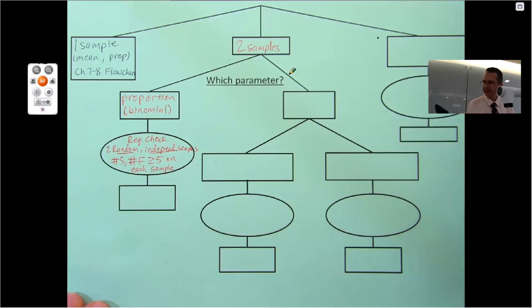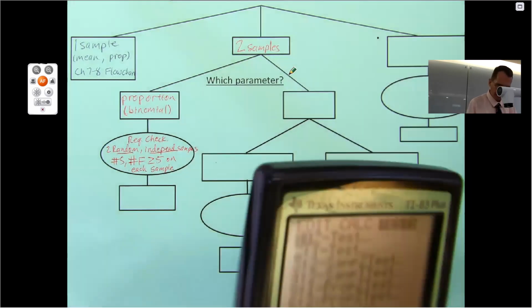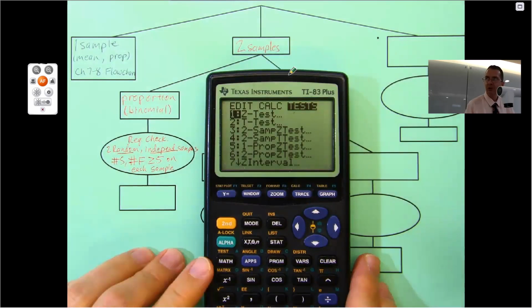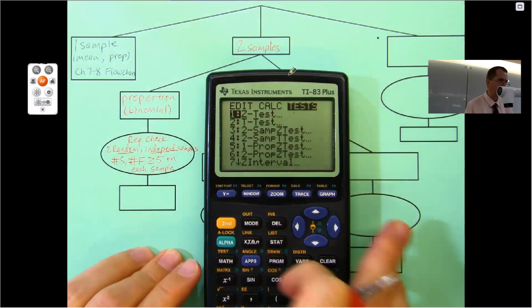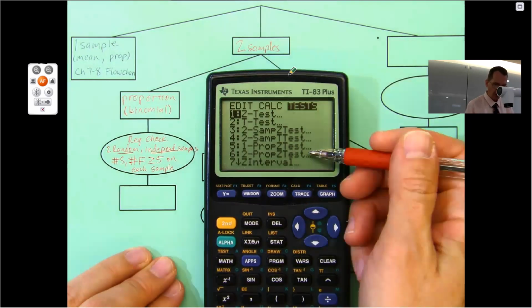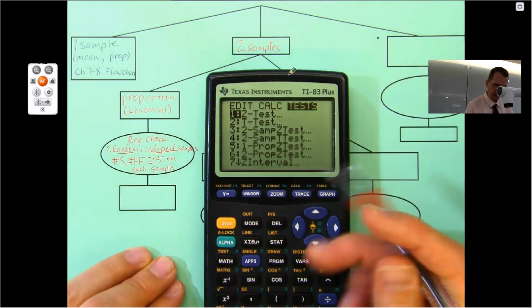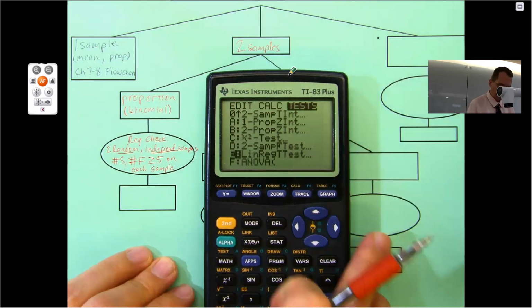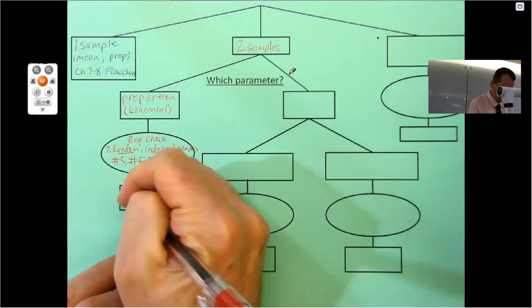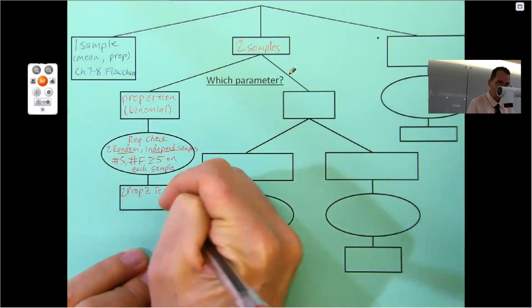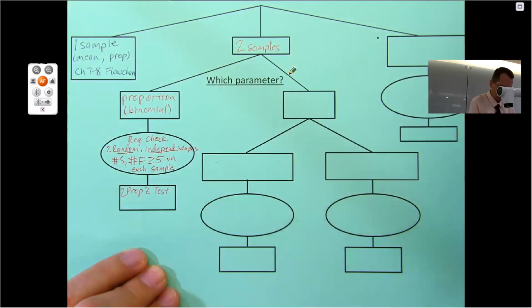If we did that, which programs were we running when we had 2 samples and proportions and we met the requirements? 2-PropZTest and 2-PropZInt. How do we know which one to use? If it's a test or an interval. It's that easy, right?